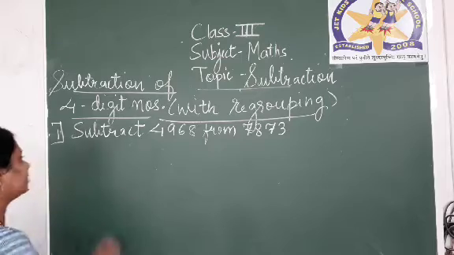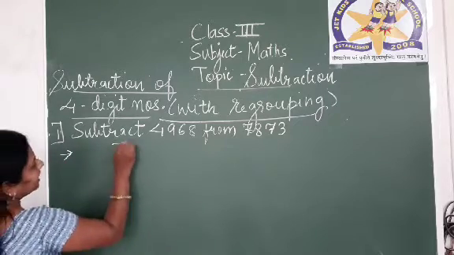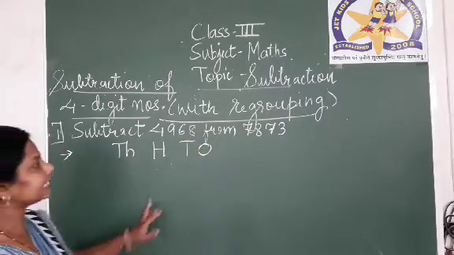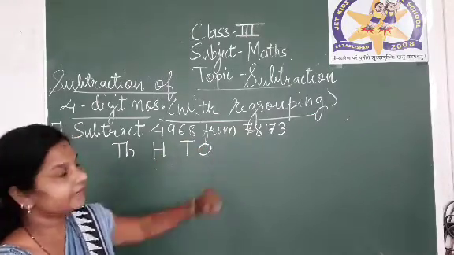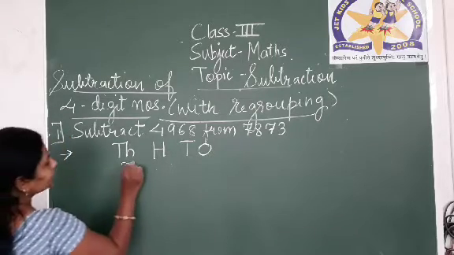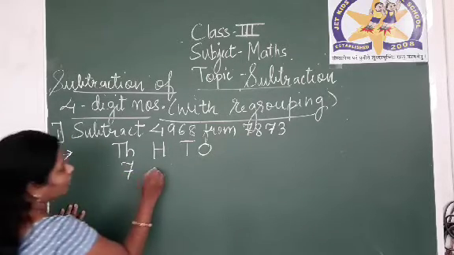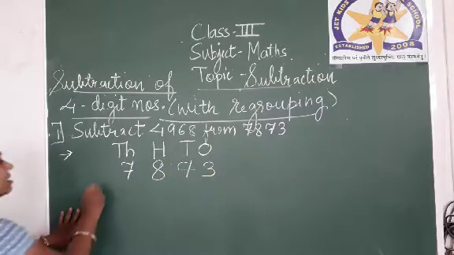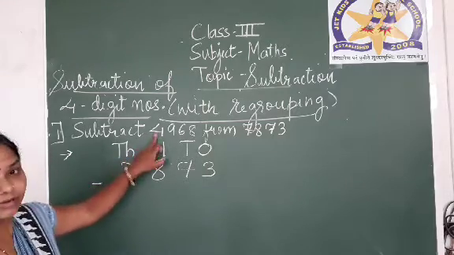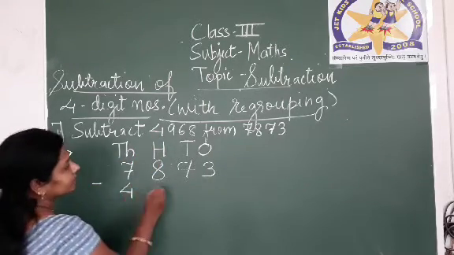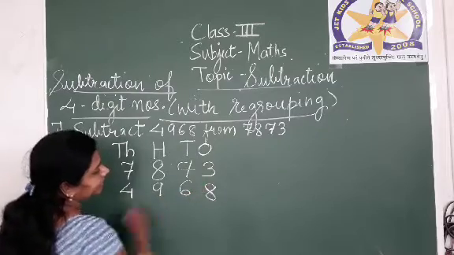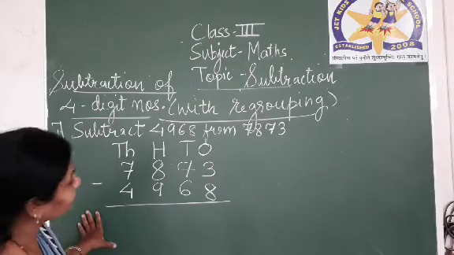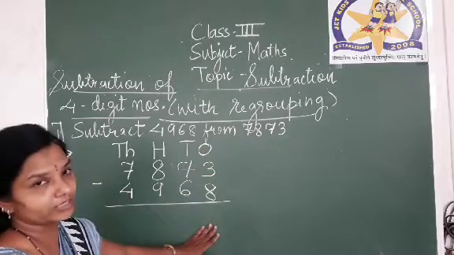Now let us make the columns: thousands, hundreds, tens and ones. Now which is the greater number, 4,000 or 7,000? 7,873 is greater, so it will be written at the top. 7,873 minus the smaller number, which will be written below, that is 4,968.